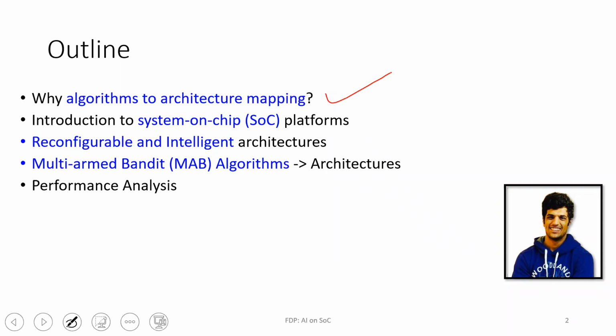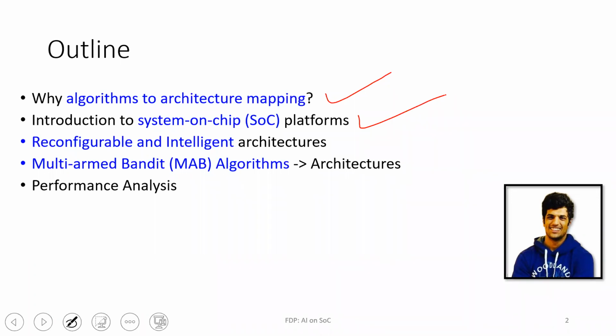Then I'll introduce you to the second term, which is the system on chip. What are the system on chip platforms available today in the market which we can use in educational institutes, which are cost effective? I'll introduce them and the different features of those platforms. Then I'll introduce you to how to map any algorithm on the system on chip.